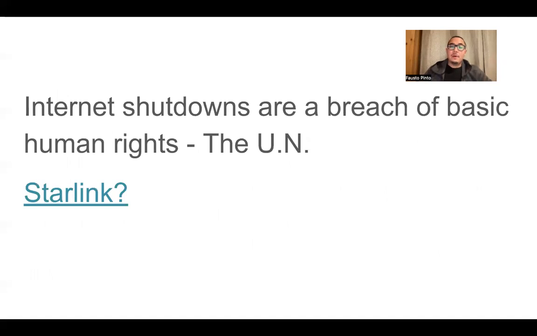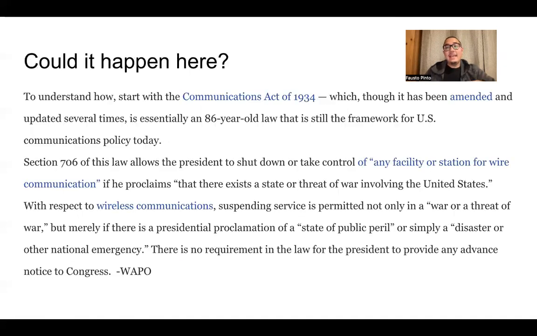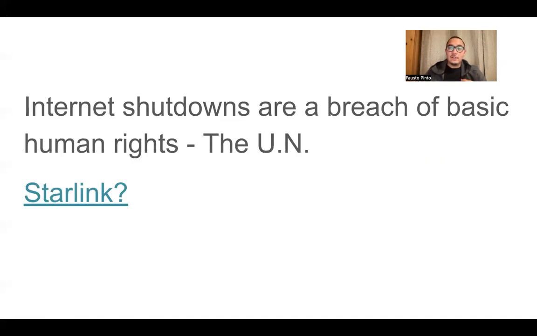The other thing, when we talk about information shutdowns and breaches, is how people could pull the plug, and go back to Egypt, right? People would go buy SIM cards. So the equivalent of that today is Starlink. Starlink was started by Elon Musk's company. I'm sorry, I'm drawing a blank, the company's mentioned in here. It's a satellite internet service that could be used anywhere.